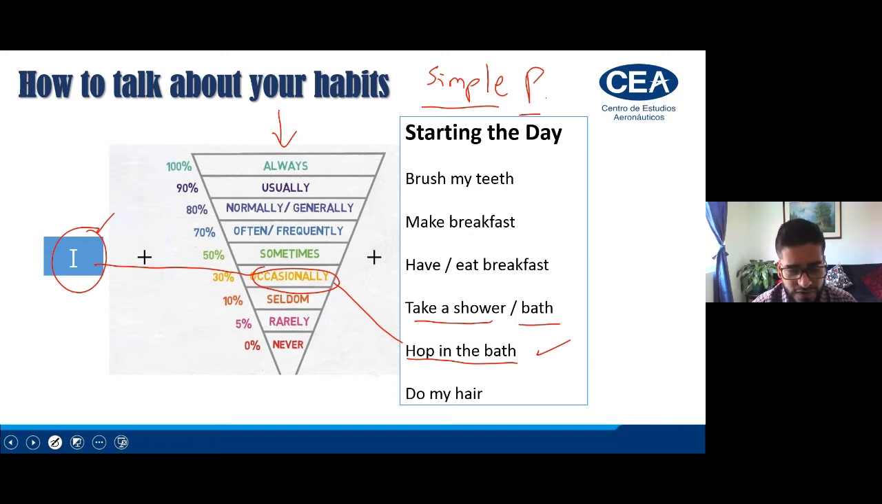So this is one of the possibilities. As I explained before, in this part I have one example with "do": do my hair. For men, it's maybe very quick. Maybe you use some cream and you do your hair. But for women, sometimes it takes more time, for example when they straighten their hair or make curls. So for women it's sometimes more difficult and takes more time. Now, this is one example of how you can use the adverbs of frequency starting the day.